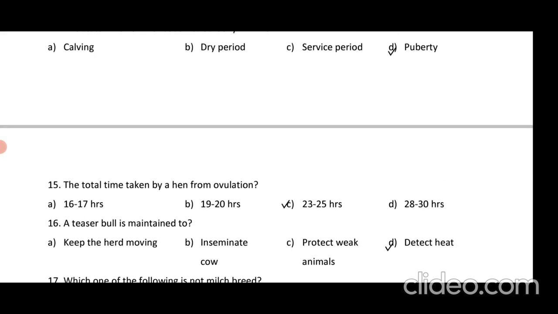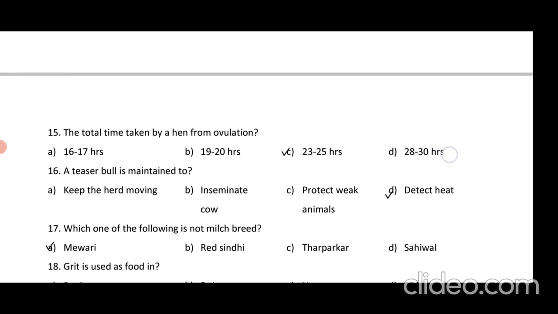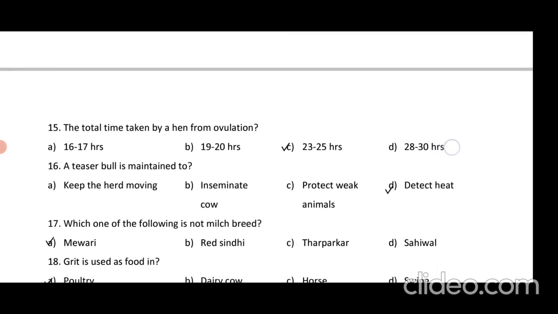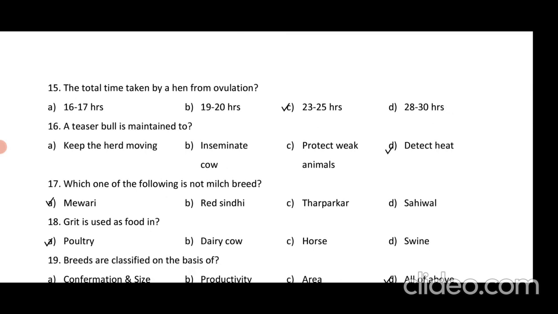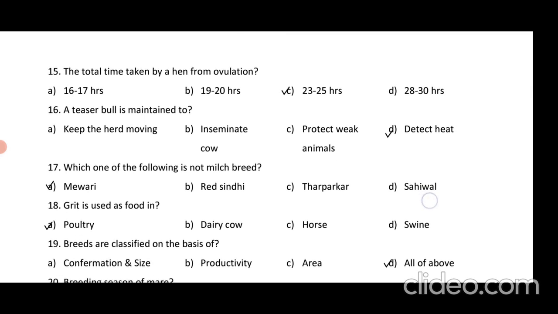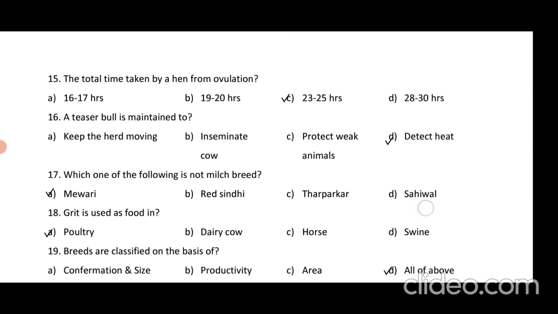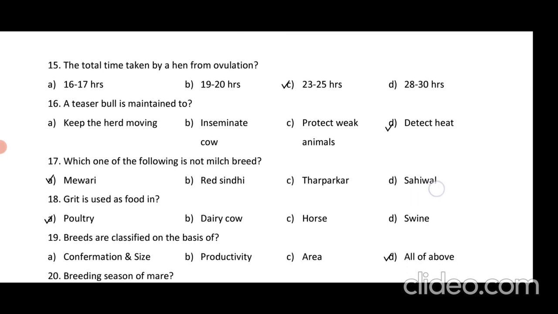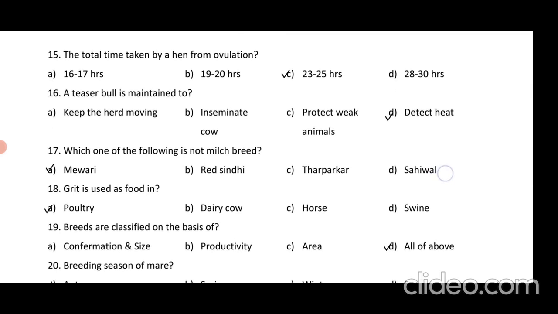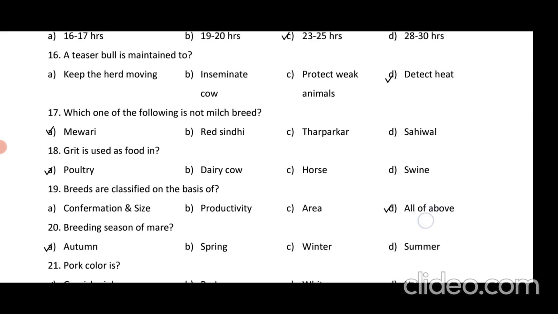A teaser bull is maintained to detect heat. Which of the following is not a milch breed? Grit is used as food in poultry as a source of calcium carbonate, to make the shell of the egg. Breeds are classified on the basis of area, productivity, conformation, and size. Breeding season of mare is autumn. Pork color is grayish pink.